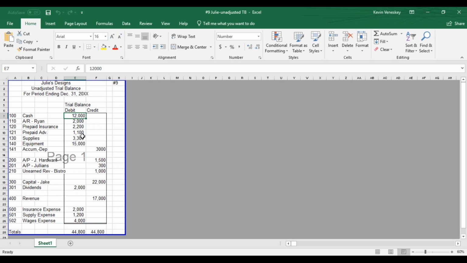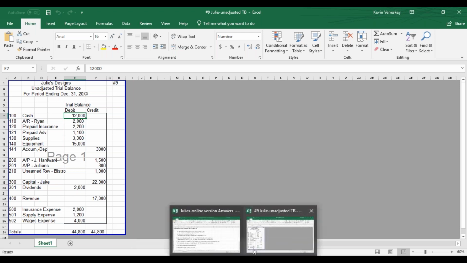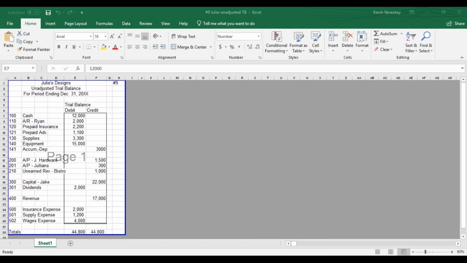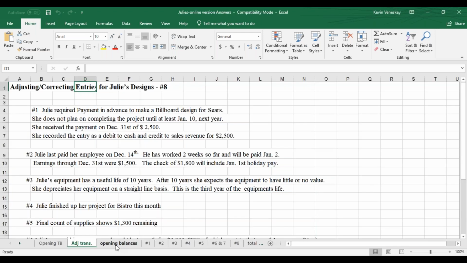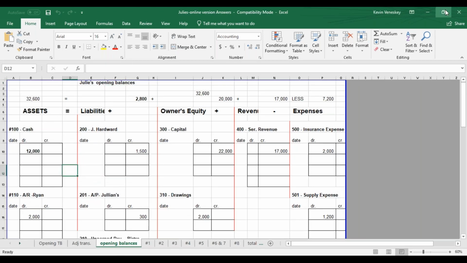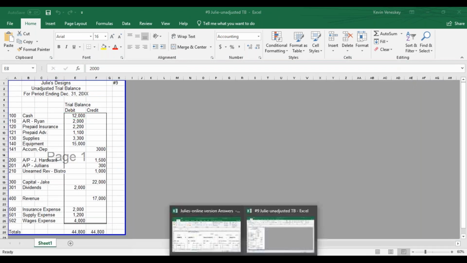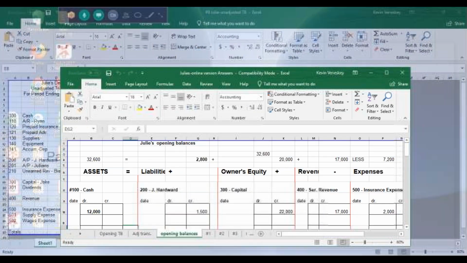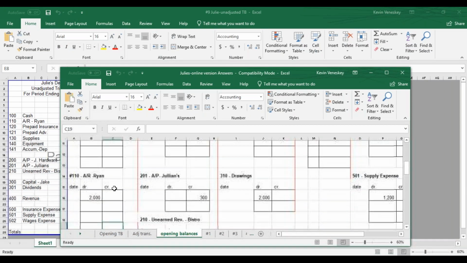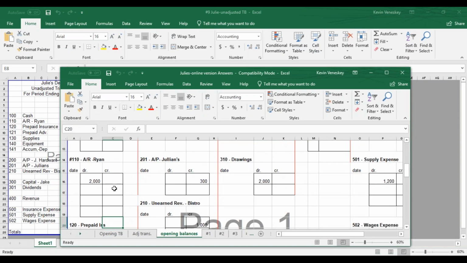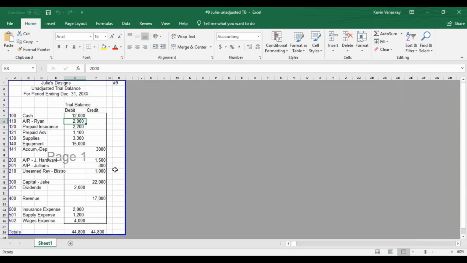What that's going to do is allow you to then update your T accounts with all the adjusting and/or correcting entries that we will have in Julie's. We will have 8 of them this time. So at this point, you need to pause the video and make something very similar to what I have here using all of these balances. So 12,000 was my opening cash, 2,000 for my AR for Ryan. So I'm going to go through and update my T accounts as they should be with their correct balances.